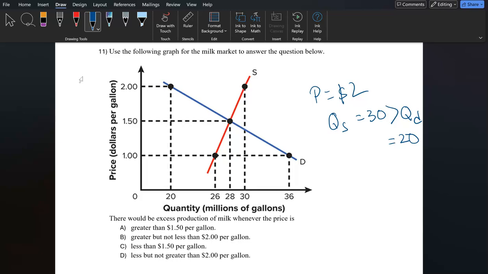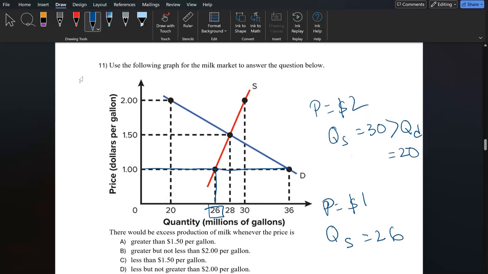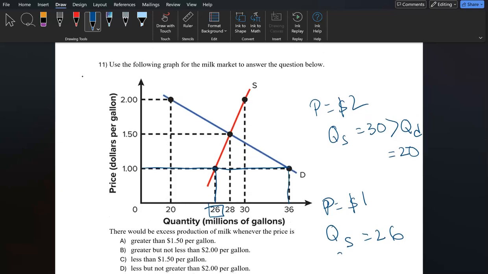On the other hand, if price is $1, it is touching the supply curve at 26, so the quantity supplied would be 26 and it is touching the quantity demanded at 36. So quantity demanded is greater than quantity supplied. There is a shortage of 10 units.